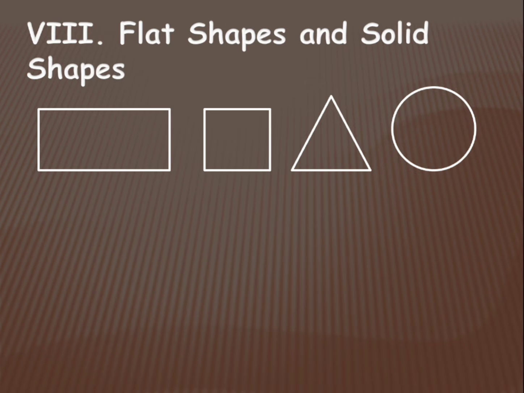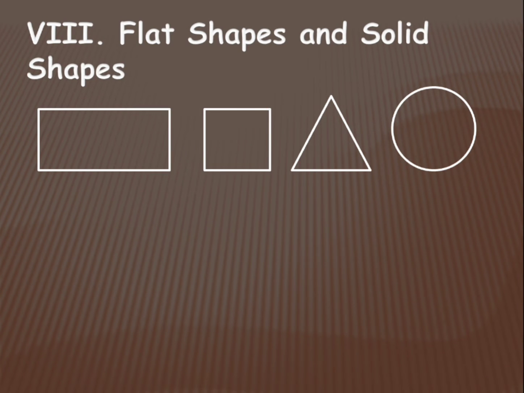Okay, in a rectangle, in square, and in triangle, we have lines, isn't it? Sleeping line you have, standing line you have, slanting lines you have. But in a circle, there is no line, only curves. Okay, so that is about your flat shapes.